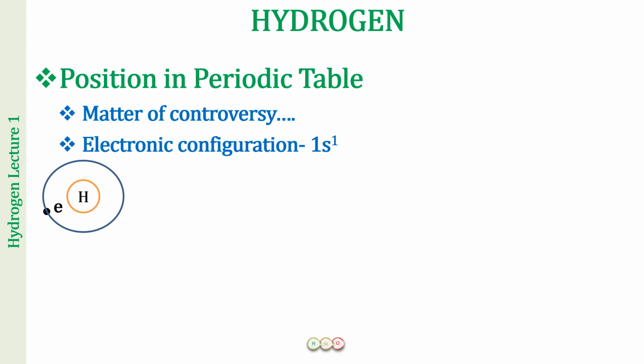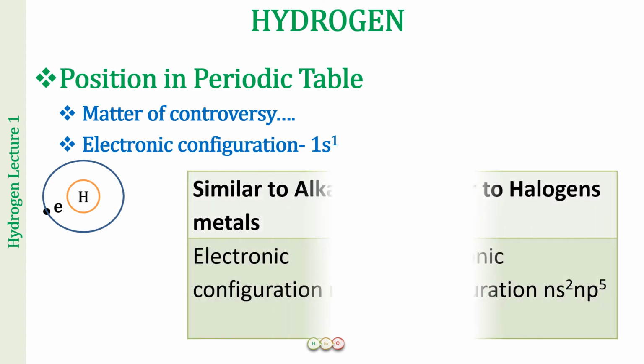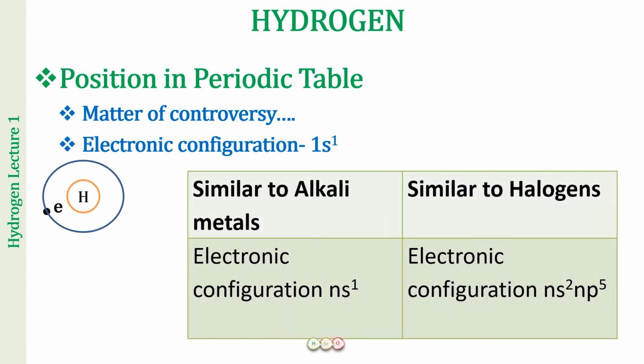Now this electronic configuration of hydrogen is similar to two groups of elements, the alkali metals and the halogens. Why is it similar to alkali metals? Well, because the alkali metals have the general electronic configuration ns1. So hydrogen being 1s1 has a similar configuration to that of alkali metals.